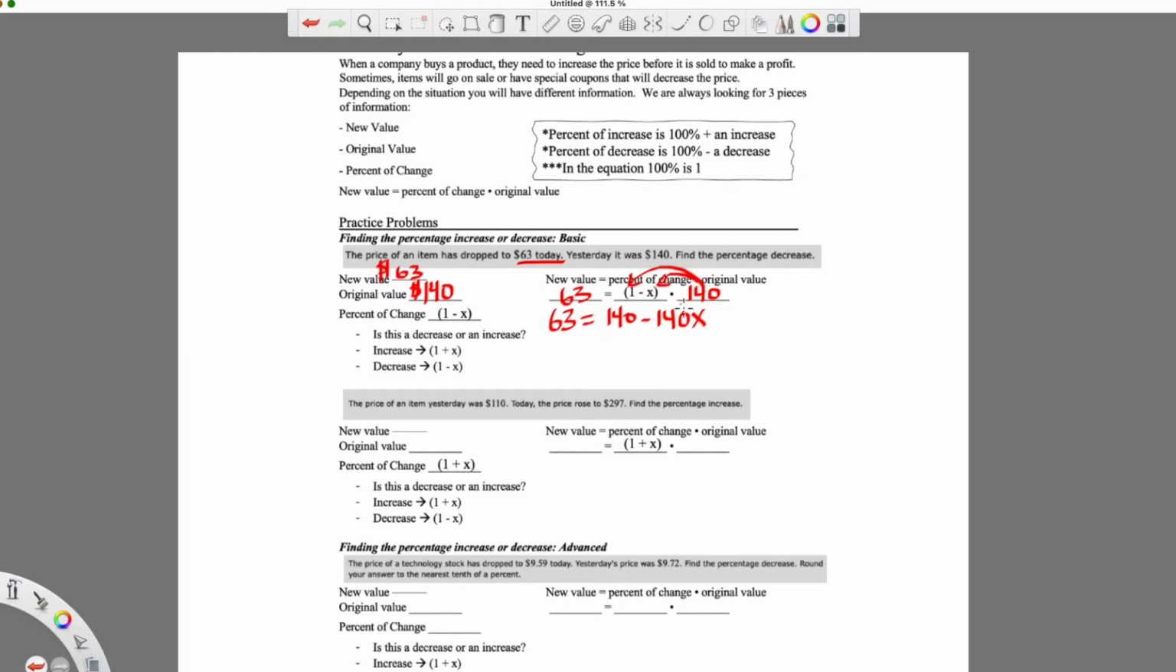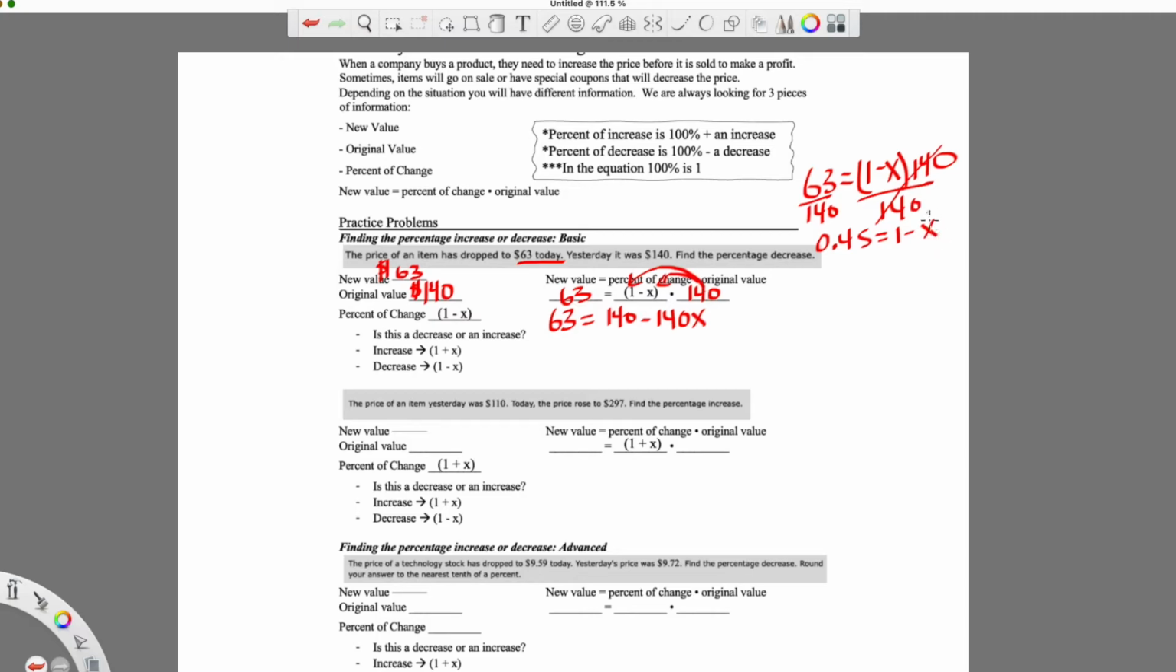Or I could have divided both sides. So let me rewrite it real quick so you can actually see it. Since I'm multiplying this entire right side by 140, I can divide by 140 and divide by 140. That cancels, and that would not be a correct answer yet, because we still don't know what x is, but it would point me in the right direction anyway. It's going to give me a decimal, so I would end up with 0.45 equals, and all I have on this side, because 140 divided by 140 cancels, is the 1 minus x.